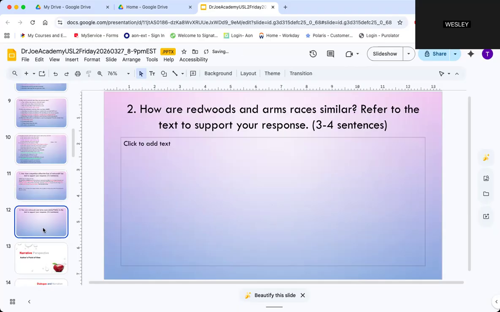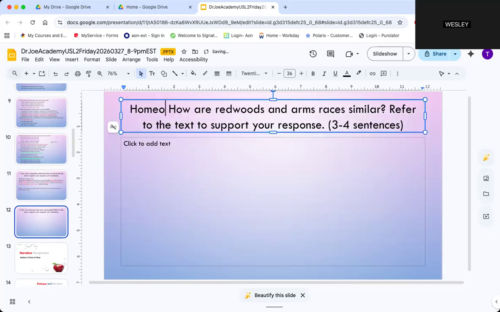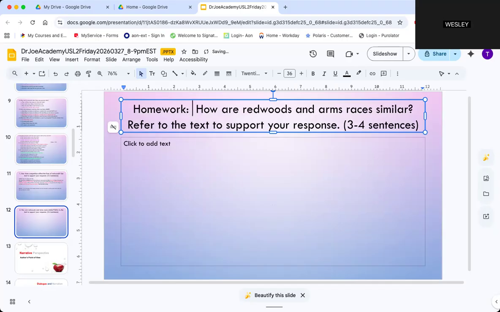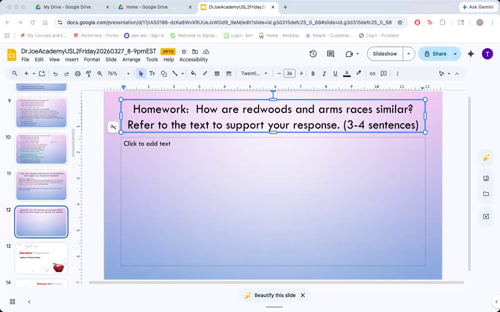So now I'm going to assign homework. Are you coming next week? Yeah. Okay, good. This is your homework. How are redwoods and arms races similar? Refer to the text to support your answer. Do you understand what that means? Yeah. Okay, make sure to answer this for your next class and I will take it up. I will be checking homework. Okay, bye. Bye.